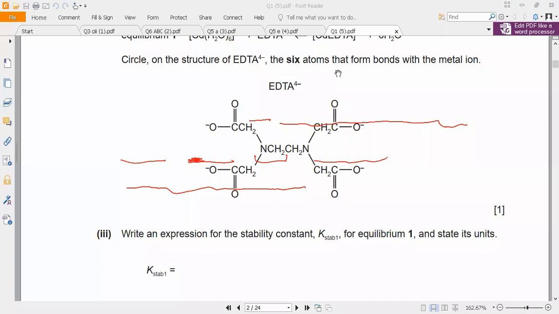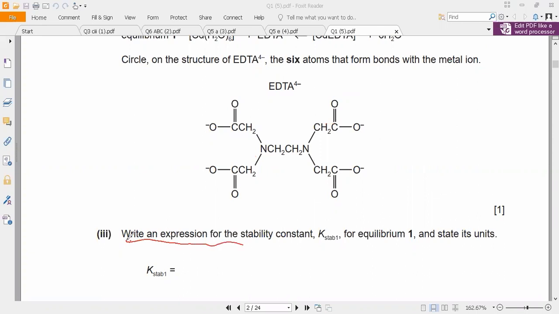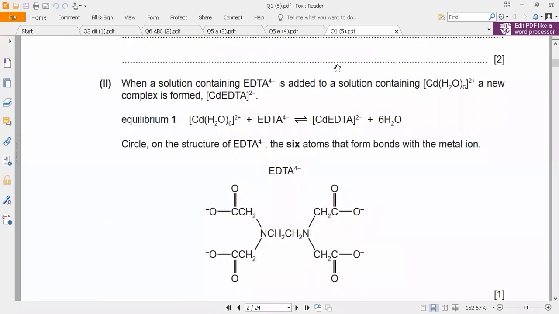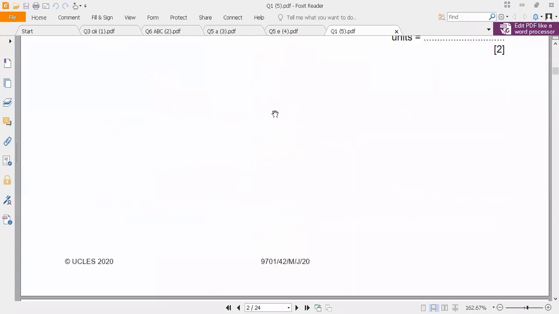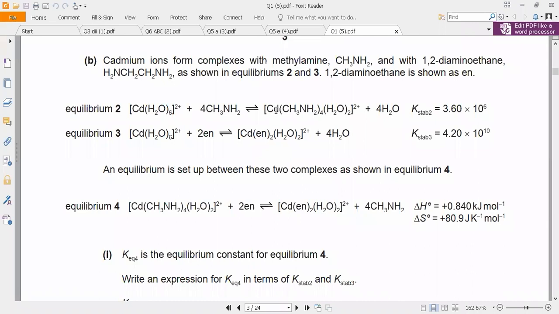I don't want to make the video long, guys. We need to solve just the questions of Kstab. So here, guys, write the expression for the Kstab for equilibrium 1. So here we have to write the expression. How are we supposed to do so? So Kstab is equal to the concentration of this, we write this here, over the concentration of EDTA multiplied by this concentration. And guys, in this way, we solve the question correctly. We get 1 mark. We continue. So guys, I hope that the Kstab topic starts to be easy for you.